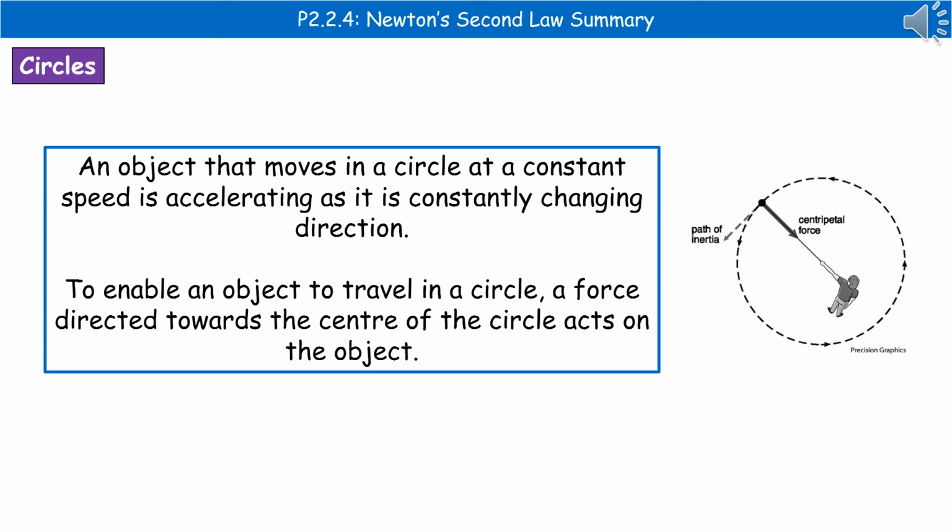The last thing we need to consider then is how objects are able to move in a circle. So when we've got our object moving in a circle at a constant speed, we still say it is accelerating. Even though it's going at a constant speed, its direction is constantly changing, and that is acceleration. To enable that object to actually travel in a circle, we've got to have a force directed towards the centre of the circle that acts on the object.